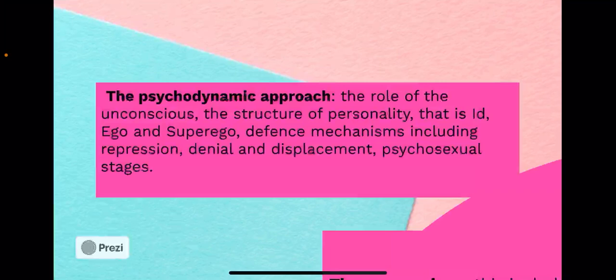So there's quite a lot of content for the psychodynamic approach, but as long as you're aware of the key terms and the roles of the different parts, so the role of the unconscious, it says the structure of personality, so that's a key term there, structure, look for that in the question. And then make sure you're aware of the different defense mechanisms and the role of the defense mechanisms also. And we'll have a look at the different psychosexual stages.